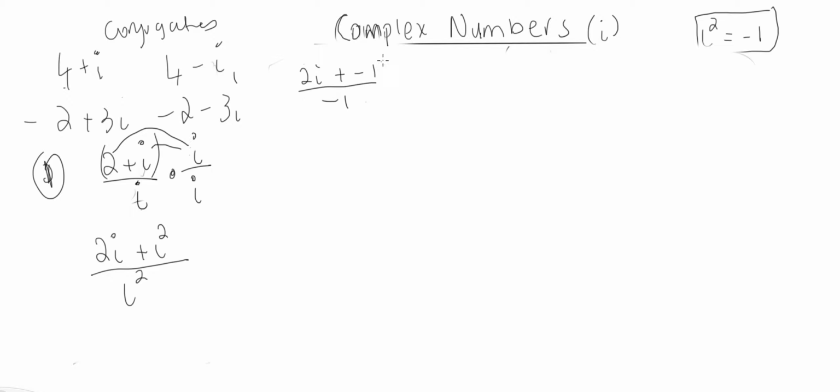Let's go ahead and split these up. So this is 2i over negative 1 plus negative 1 over negative 1. Remember, you're supposed to write this in the form of a plus bi, so the real number here is supposed to come first. Negative 1 divided by negative 1 is a positive 1. And here 2 divided by negative 1 is a negative 2.